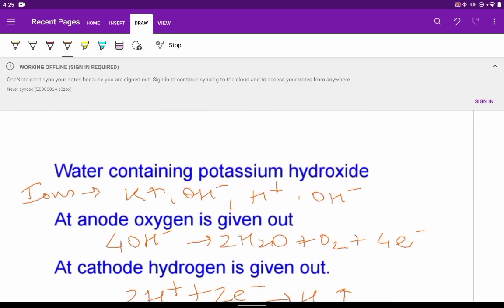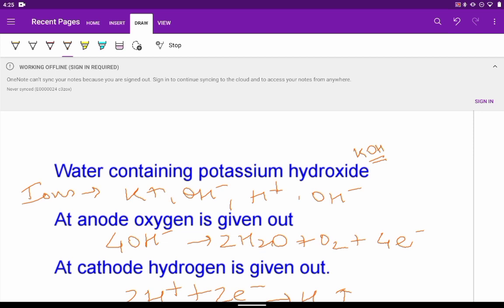On the other hand, if we are using some base like potassium hydroxide, KOH, the ions which will be discharged are K plus and OH minus from potassium hydroxide. Water will produce H plus and OH minus. So these are the 4 ions. That is, OH minus is common, so actually 3: K plus, H plus and OH minus.